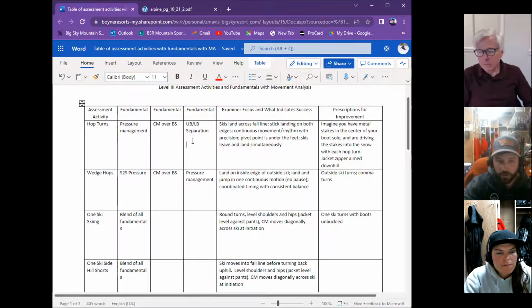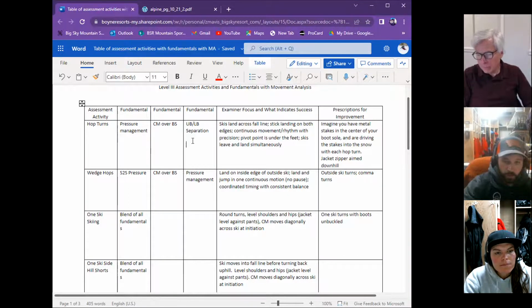So that's the easy give me on hop turns, and we could get into the discussion over, well, hop turns are great for seeing somebody's edge control because they really need to have ownership of edging skills down low to be able to set that edge, and not have their skis slide or slip when they land.